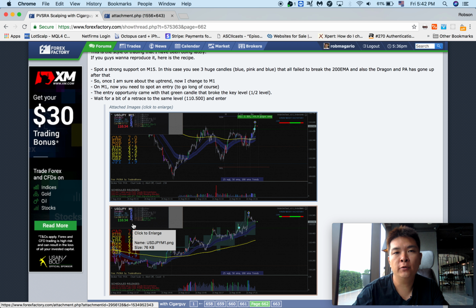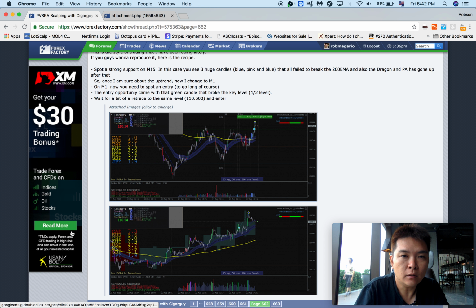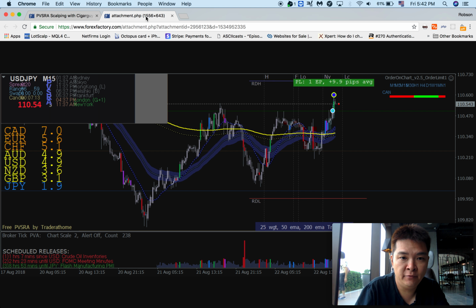First of all, we are going to look at M15 and make sure that we know if the trend is upwards or downwards, if it's a bullish trend or a bearish trend. And after that, we are going to switch to M1 and try to find somewhere to place to enter our position. So first of all, let me look at M15.